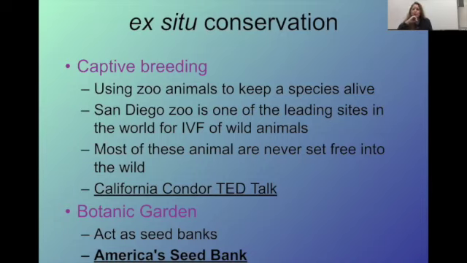Ex situ is when our habitat's no longer great for these organisms. And so I'm going to pull the organism out of its habitat and maintain it in the zoo. It keeps the species alive, but it doesn't maintain their natural behaviors. And it's really hard to take an organism that was in situ or ex situ, that is in a zoo, and release it back into the wild. We can't take the cheetahs from the San Diego Zoo and put them back in Africa. They wouldn't survive.